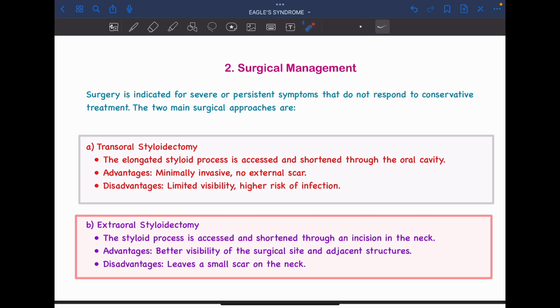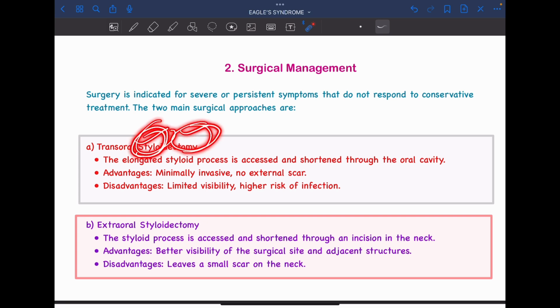Now let's discuss further the treatment part under the surgical management. The cases which do not respond appropriately to the non-surgical treatment, we ask the patient to undergo surgery, right? It is indicated in severe cases or in presence of constant symptoms which do not respond effectively to the conservative line of treatment, right? Our first surgical technique would be transoral styloidectomy, right? Basically we are removing the styloid process.